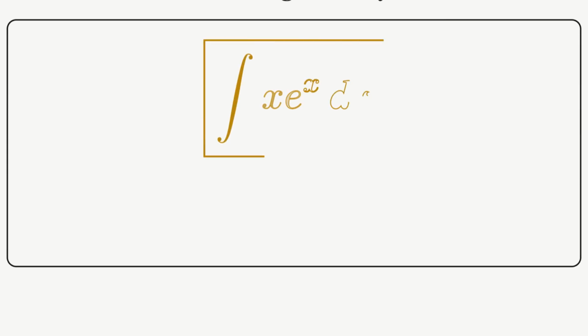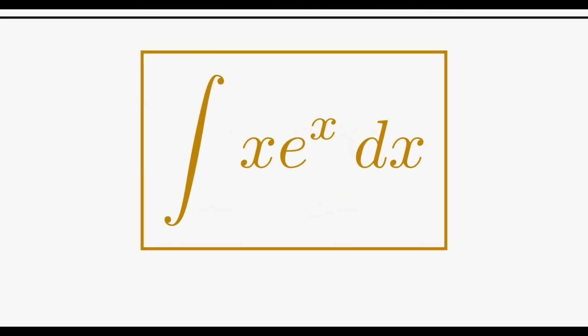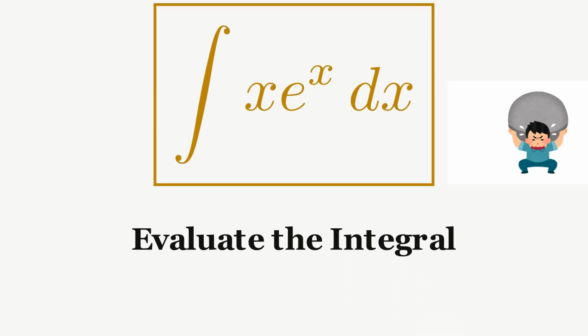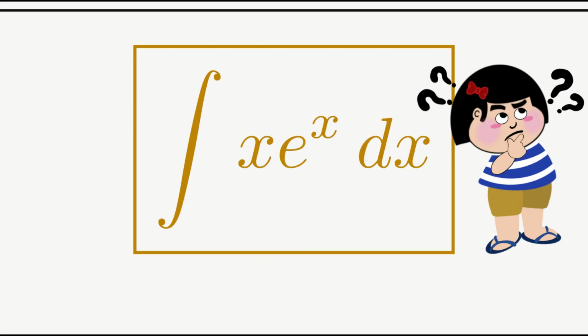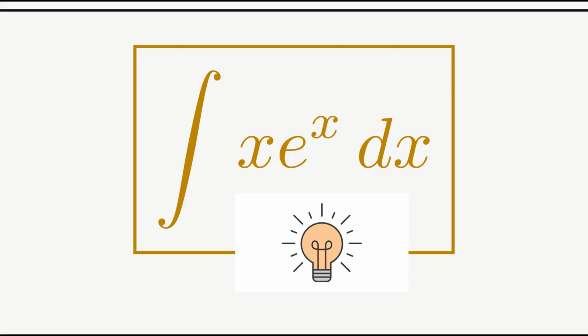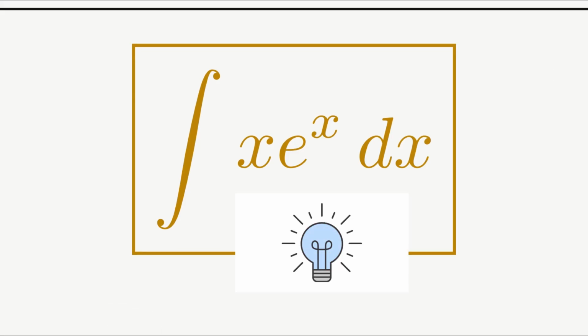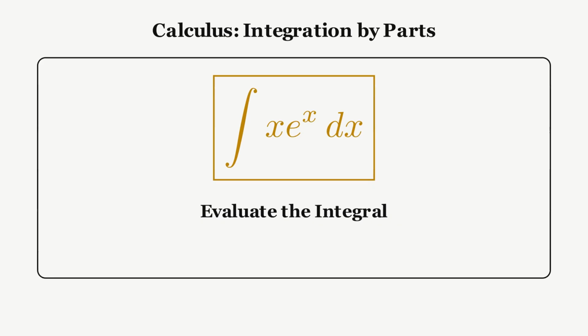x times e to the power x with respect to x. At first glance, this integral looks difficult. There is no obvious substitution. There is no simple formula, so how do we solve it? The answer is one of the most beautiful techniques in calculus. Integration by parts. Let's see how it works.